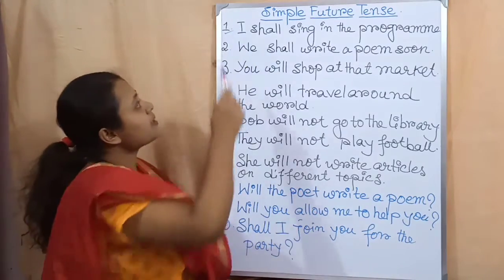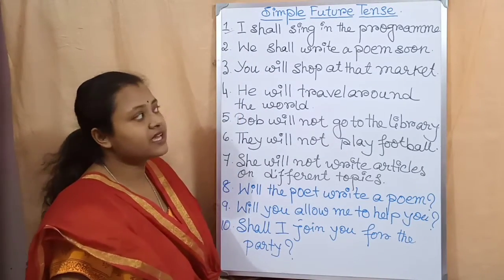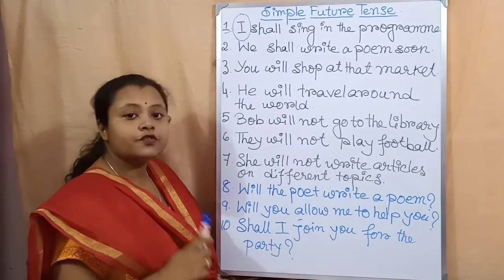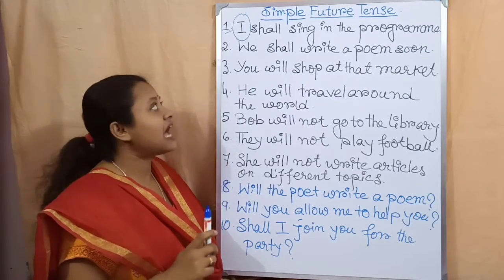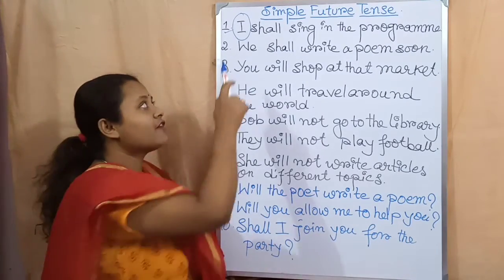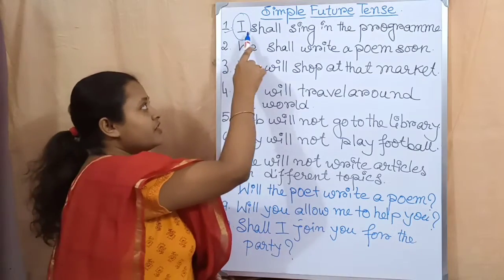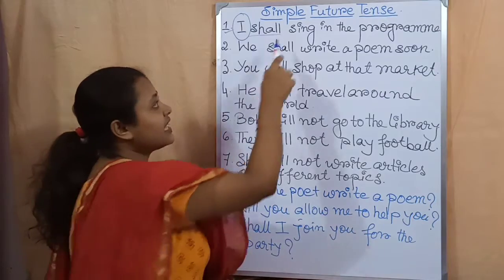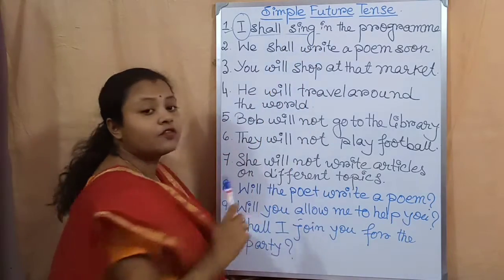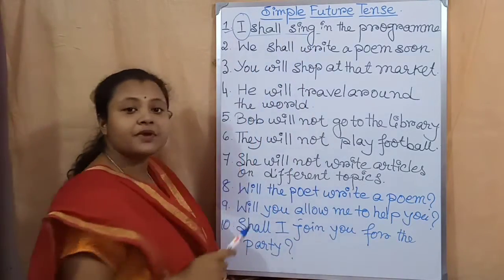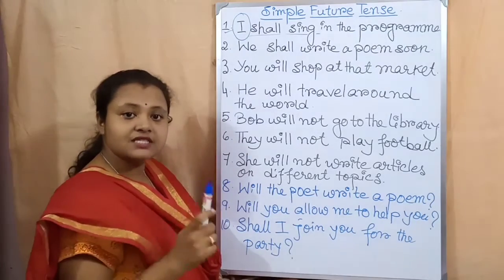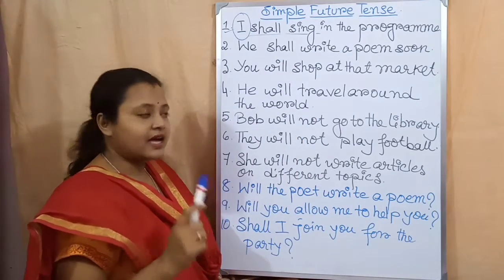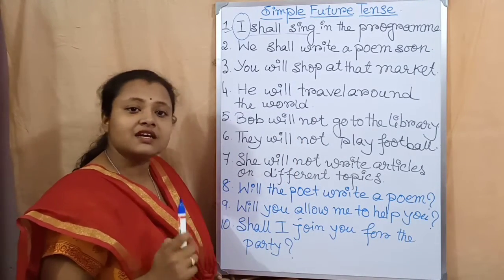Look at the first example. I shall sing in the program. I is the first person singular number. As I have already mentioned to you, after first person we write shall. That is why shall is written. After that the present form of the main verb. Sing is the present form of the main verb. After that the rest of the sentence, and at the end a full stop because it is an assertive sentence.